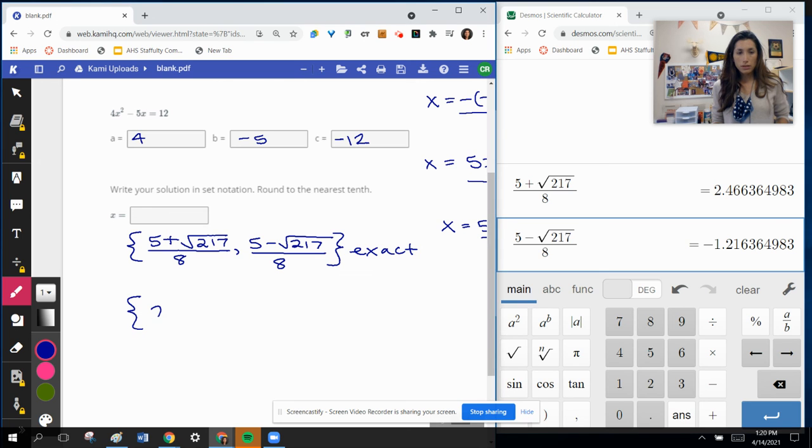And you can put either one of these. So I've got 2.5 in approximate form, and I've got about negative 1.2.